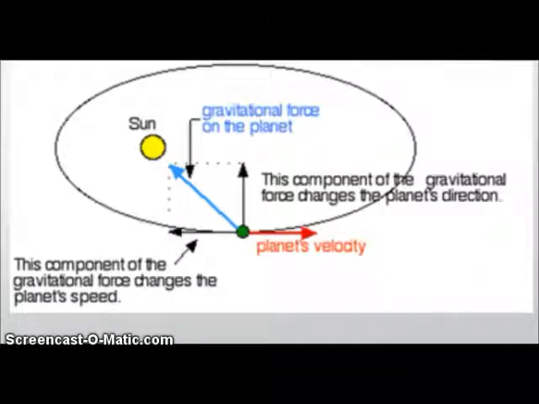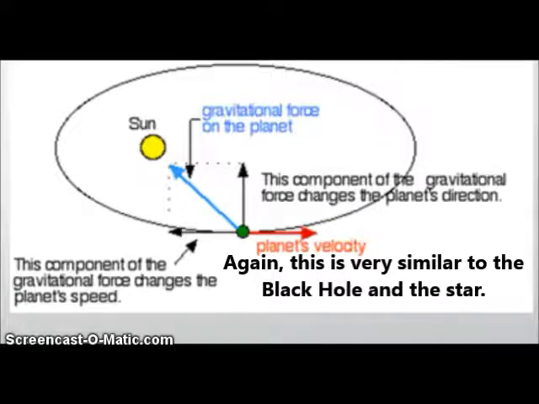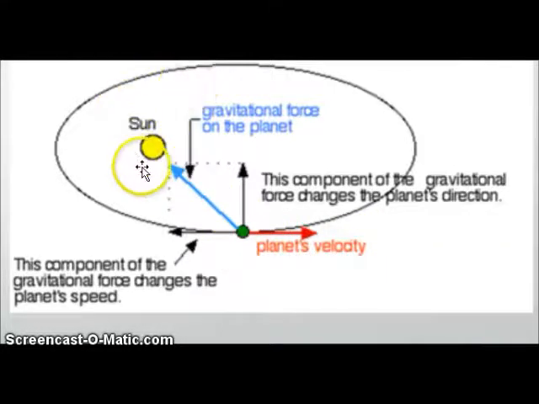In order to better understand this, let's take a look at a graphic that shows the orbit of a planet around the sun. Here we see the planet's velocity. This is the net force because the sun is the only agent acting on it, similar to our black hole and our star. Here's the perpendicular component of the net force, or gravitational force, and here is the parallel direction.